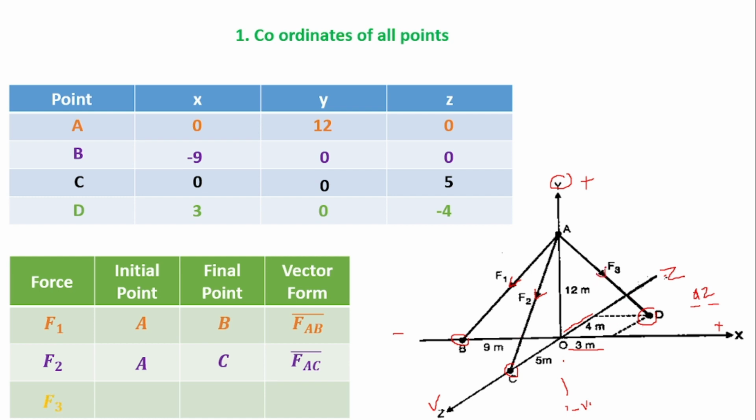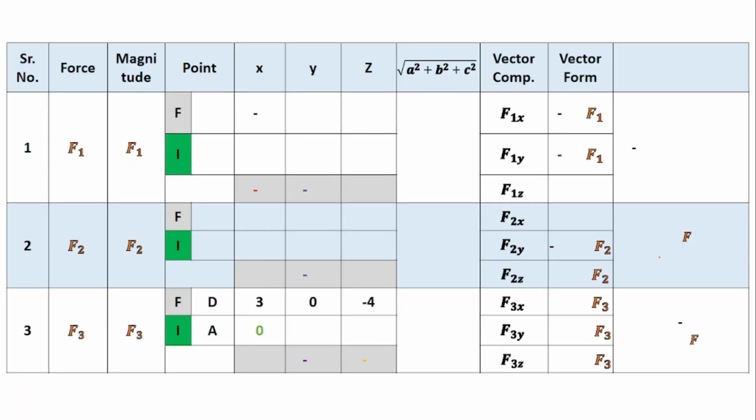See the arrow moving from A to D. So the initial point is A and the final point is D. So this force is moving from A to D. In this way we can find the vector form for n number of forces. Now we'll find out the actual values of the vector form for the given forces.